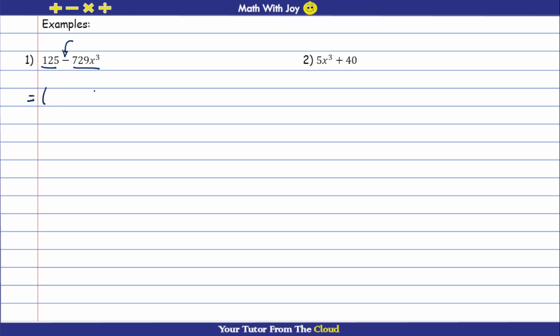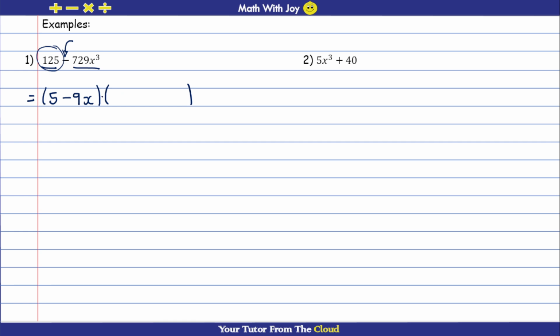So you open two brackets like this, and then you ask, what's the cube root of that term, which is 5, minus the cube root of that term? You must first ask yourself, what's the cube root of 729? The number is going to be 9. And the cube root of x to the power of 3 is going to be x. So that's how you fill out your first bracket.